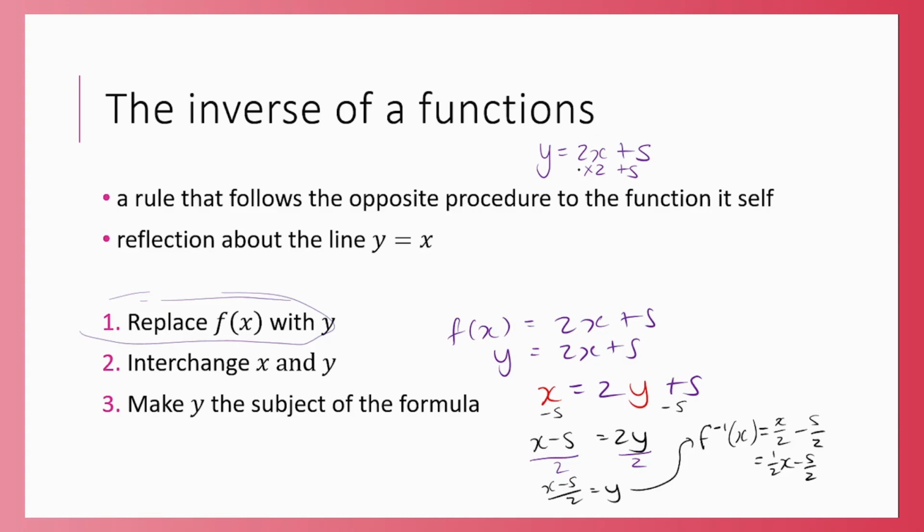Do you see how this relates to what we said in the beginning, where it's the inverse or opposite procedure? Usually what would happen to this x to get a y is you would multiply with 2 and then you would add 5. So we are now doing the opposite. We are first subtracting the 5, the opposite of plus 5, and then we're dividing by 2, the opposite of times 2.